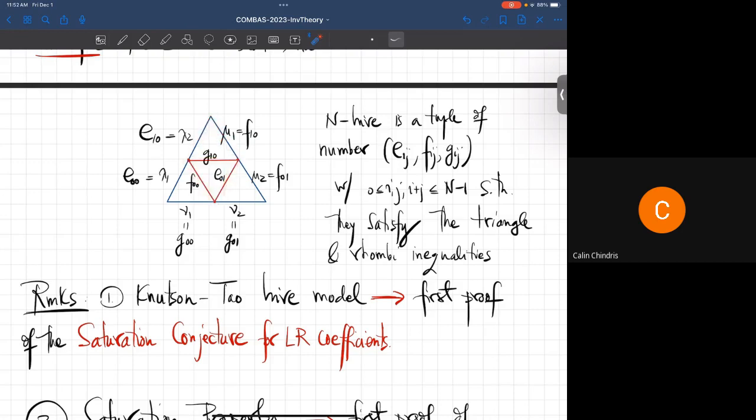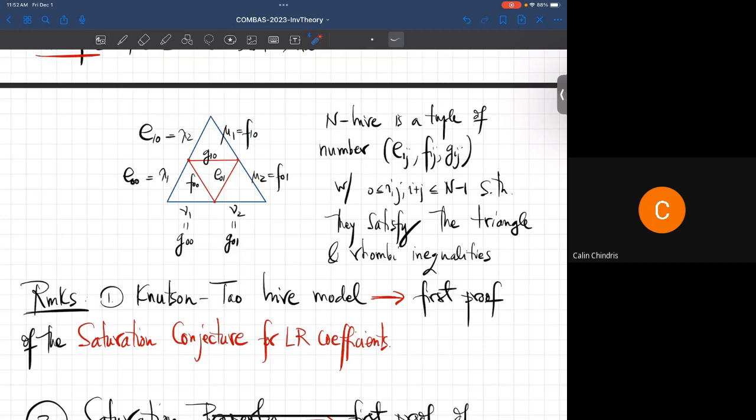And then there are also 3 types, again, no matter what n is, of rhombi. This is one kind. This is another kind. Yeah, and the third and last one looks like this. And again, there are some inequalities that the lengths of the sides must satisfy.